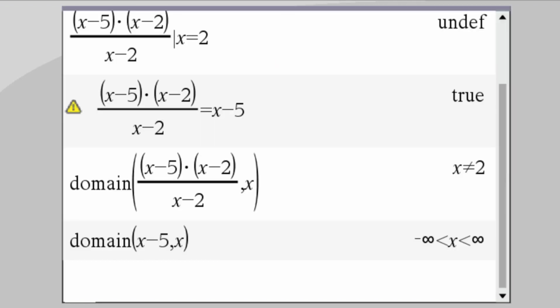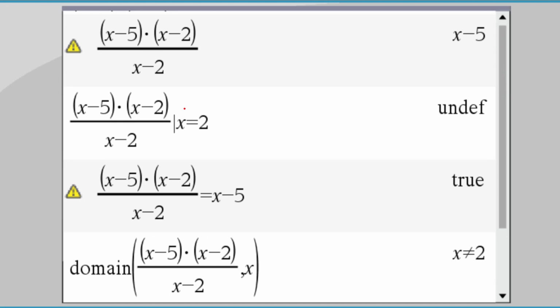Now to understand the ideas of discontinuity, let's look at this particular expression. I've got x minus 5 times x minus 2 in the numerator, which are the two factors in the numerator, and in the denominator I've got x minus 2. Now x minus 2 and x minus 2 can cancel out, and I'll get x minus 5 when it is simplified.